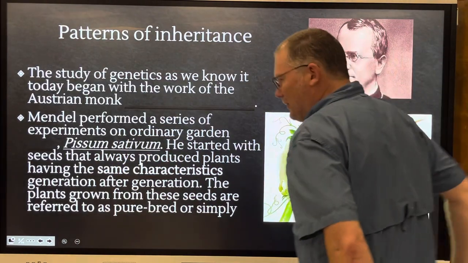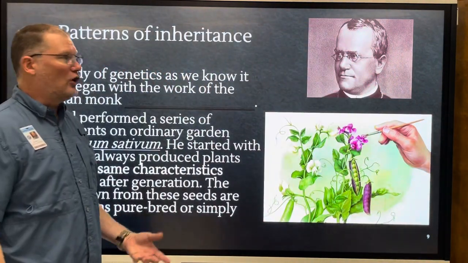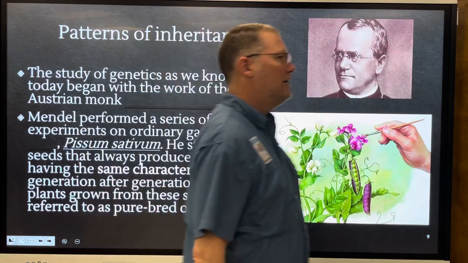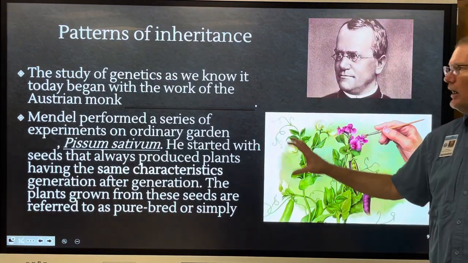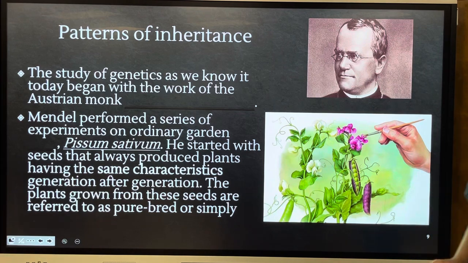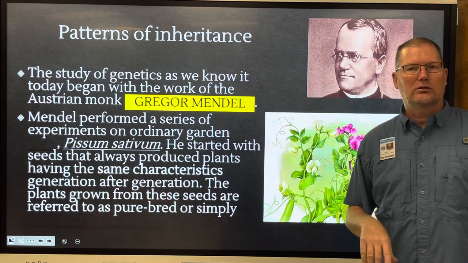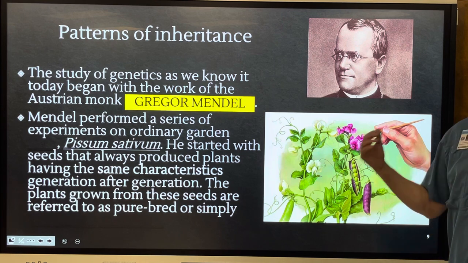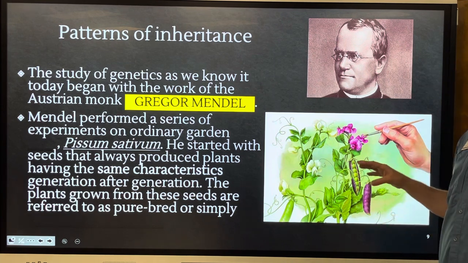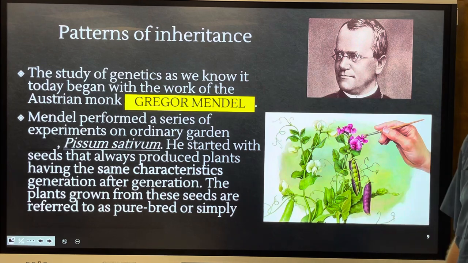So where did this information come from? Where did we learn this stuff? Well, it started a very long time ago, okay? This person, Gregor Mendel, was an Austrian monk who lived in the 1800s, and we're gonna watch a little video, but he performed a series of experiments on pea plants.